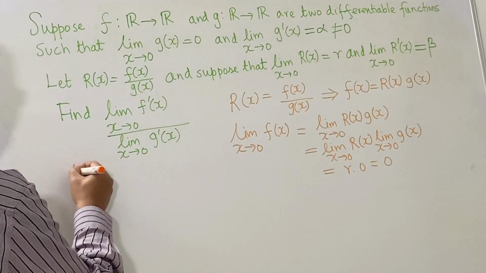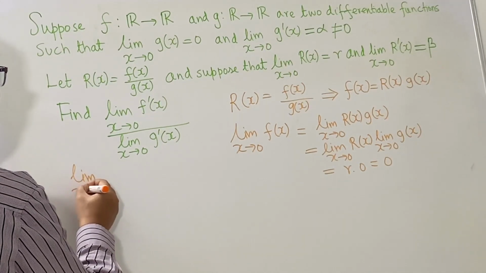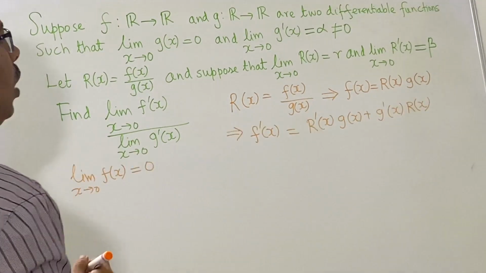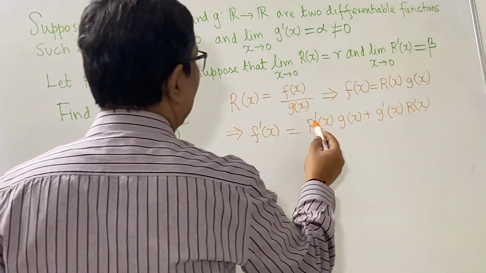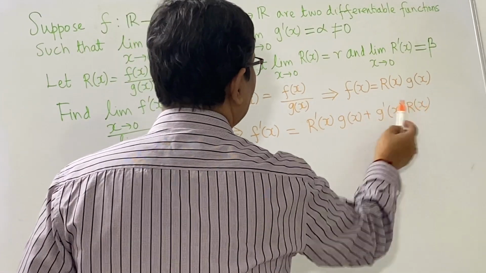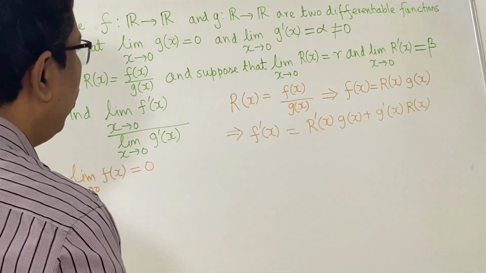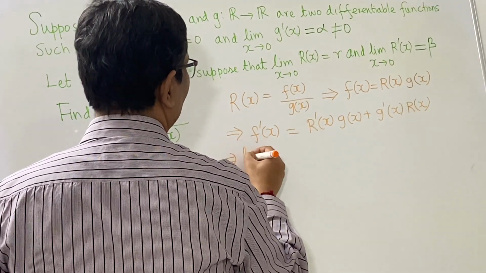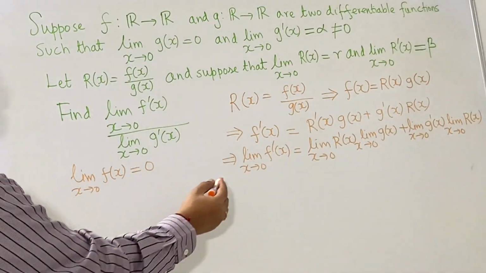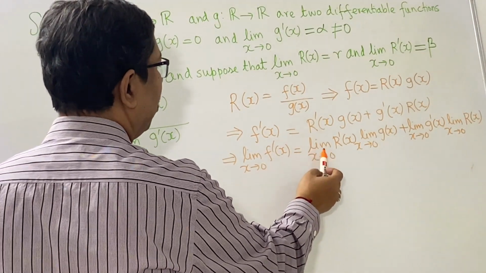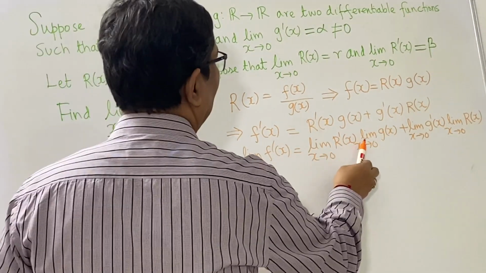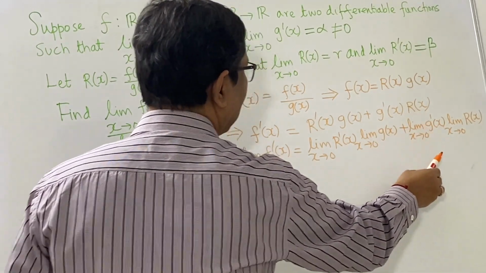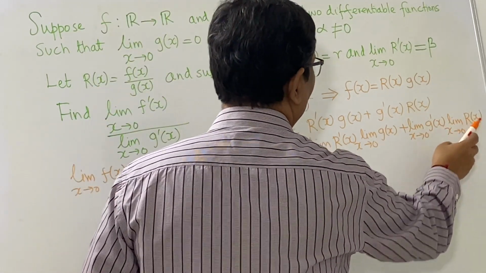So we get f'(x) is equal to R'(x) g(x) plus g'(x) R(x) by the product rule. And now we take limits on both sides of this relation. So we get limit x goes to 0 f'(x) is equal to limit x goes to 0 R'(x) into limit x goes to 0 g(x) plus limit x goes to 0 g'(x) into limit x goes to 0 capital R(x).